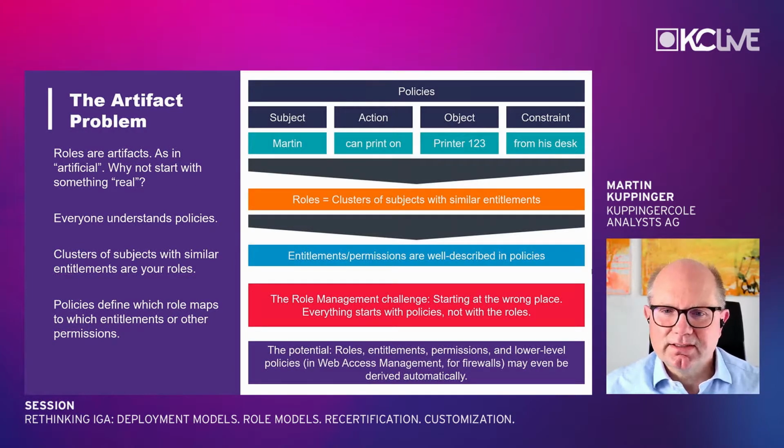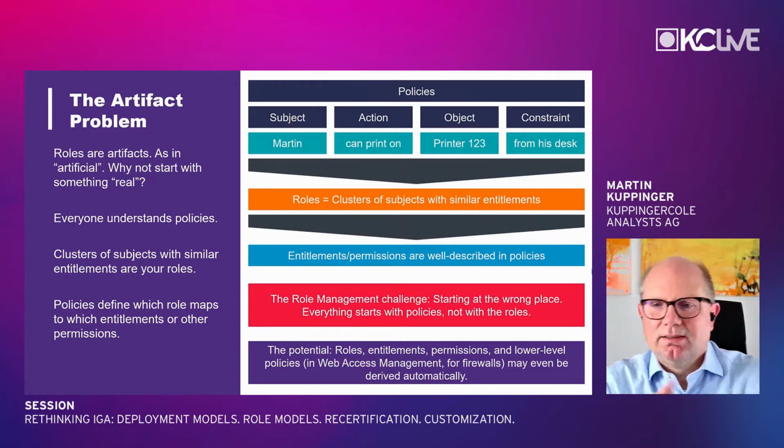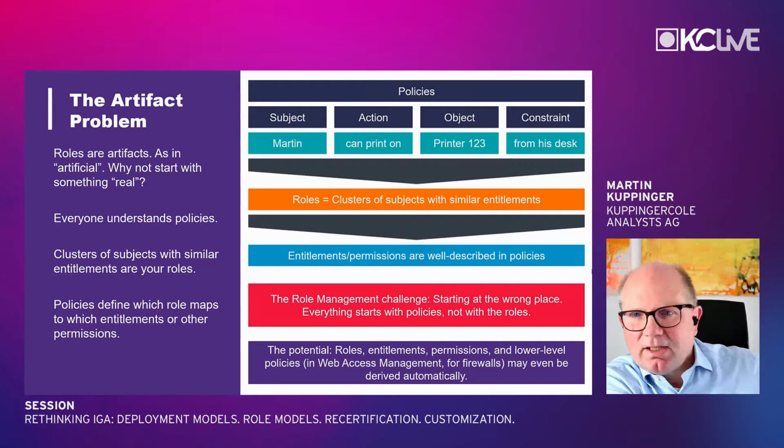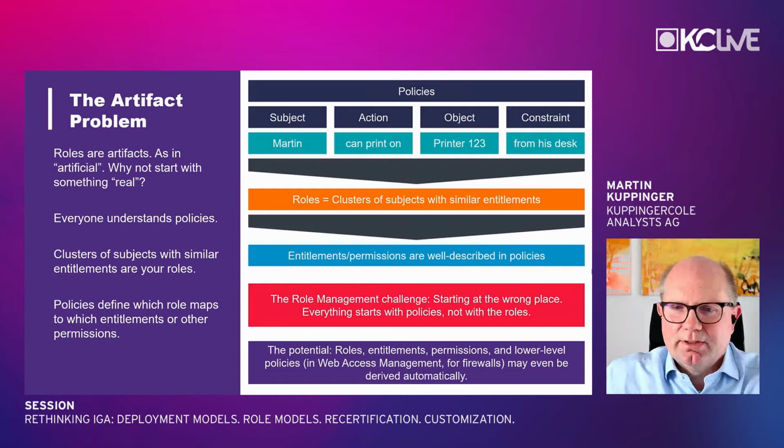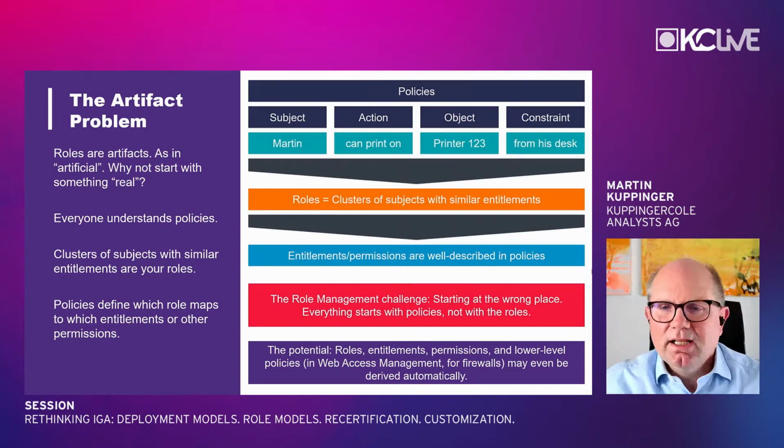And the good thing is, in these policies, we have the roles. We have the entitlements and permissions. But we also can derive lower level policies or policies at other levels, like we can derive the access management policies. We theoretically could even derive the firewall policies. And if the vendors invest in that, we may even be able to derive a lot of that automatically. But even if you have a standard role project as of today, if you say we need this, at the end, is that a role project?